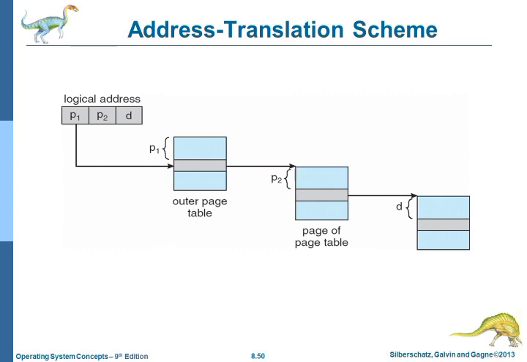Address translation scheme. In the logical address, which is P1, P2, and D, P1 is an index into the outer page table, and P2 is the displacement within the page of the inner page table, which is known as the forward-mapped page table. So P1 will go to the outer page table, P2 is the inner page of the page table, followed by the D.